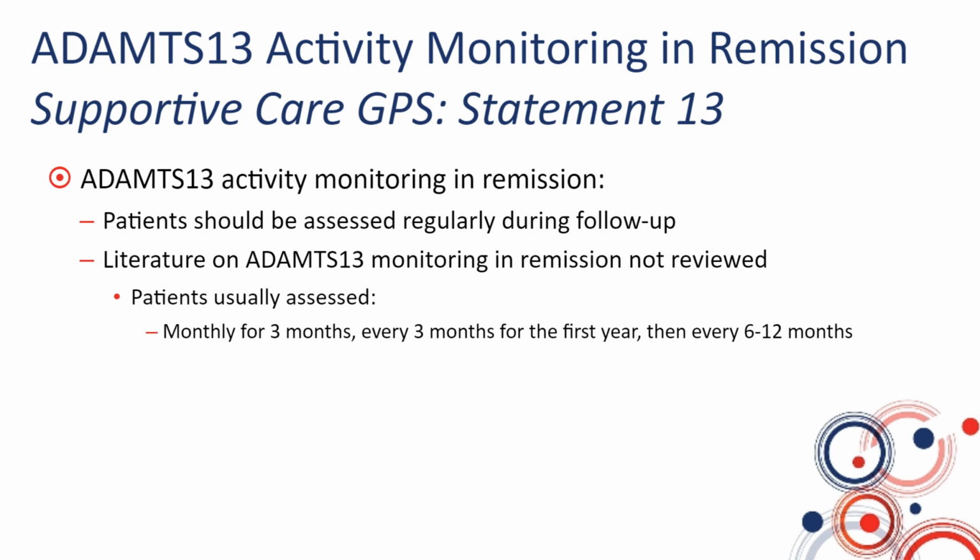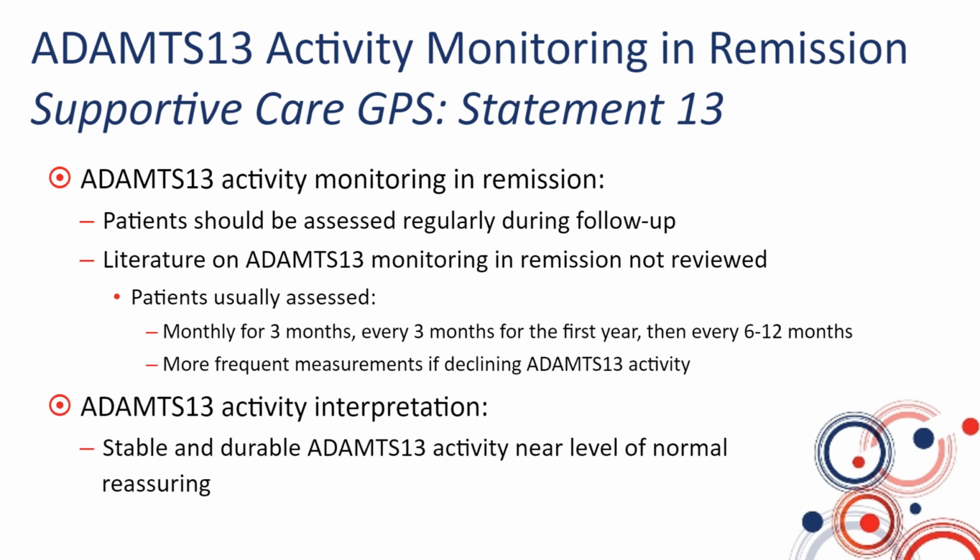In a caplacizumab-treated patient, that follow-up is going to be weekly for the first month, which happens to be our convention as well, even independent of caplacizumab. It also should be noted that if there's noted to be a declining ADAMTS13 activity, more frequent measurements should be obtained to confirm this. You want to make a decision on the need for prophylactic immune-based therapy of TTP to prevent relapse on at least 2 measurements and not 1, given the fluctuation that can be seen. So in general, stable and durable ADAMTS13 activity near the level of normal is reassuring. Persistently lower levels of ADAMTS13 activity may be a risk factor for relapse.